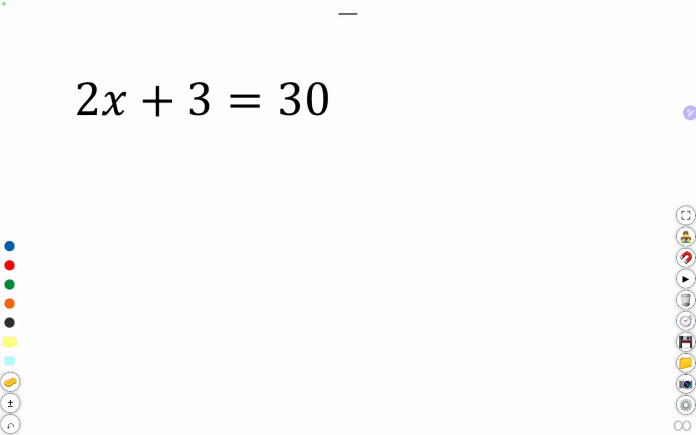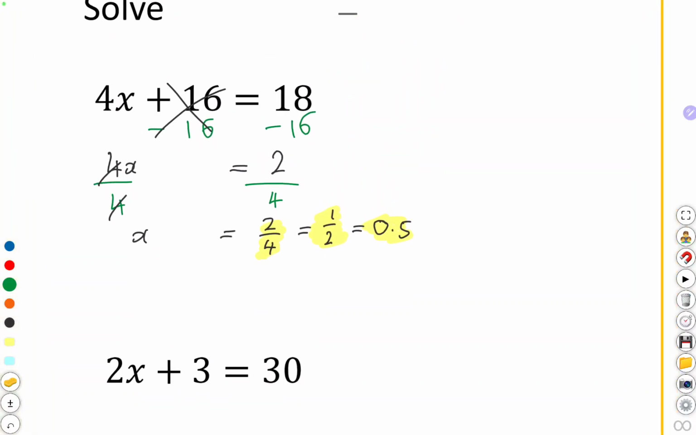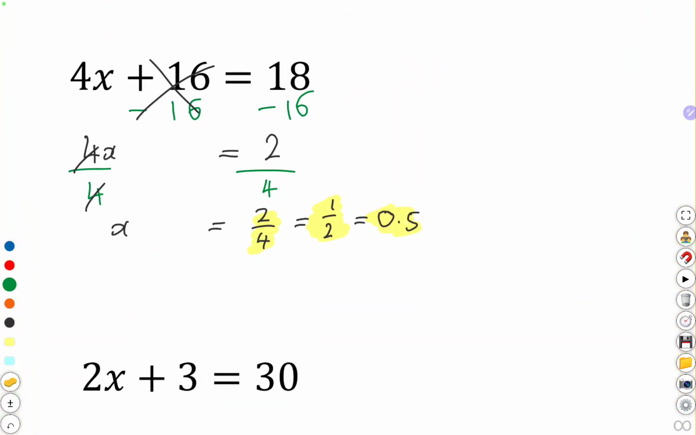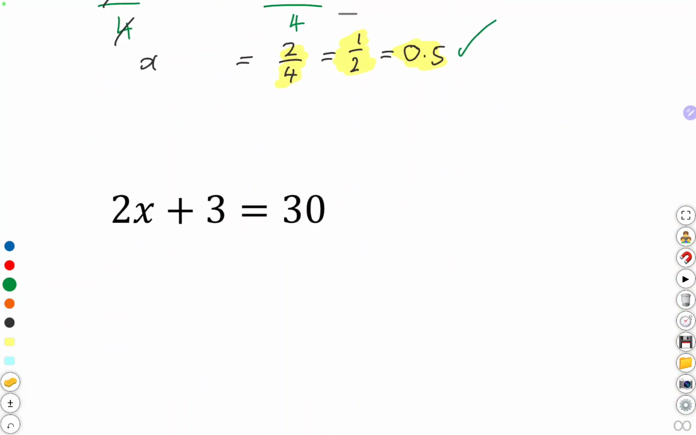Next example. First thing I need to get rid of is the plus 3. Oh, on that first one, sorry, let's just check our answer. We always want to be checking our answers. So we're doing 4 times a half plus 16. We know 4 times a half is the same as half of 4. So 2 plus 16 equals 18. So I must be correct.